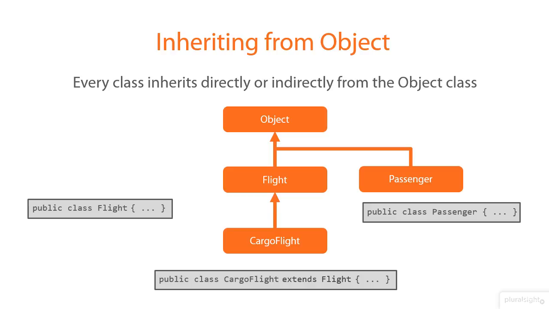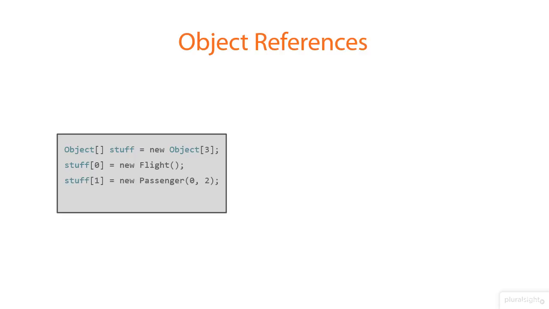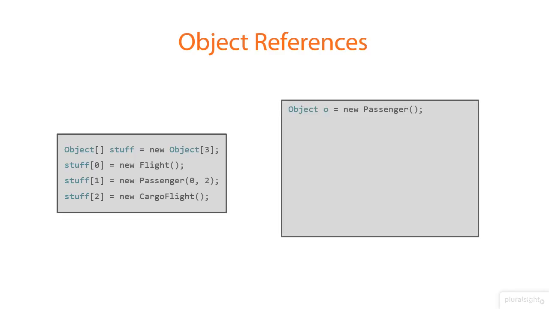To put that into practice, let's declare an array we'll call stuff. Its type is Object, and we've created 3 spots in it. Maybe the first element holds a reference to an instance of Flight. The next one holds a reference to a Passenger instance, and we could even add another one that's a CargoFlight. To see what it's like to work with Object references, let's declare Object o that points to an instance of Passenger.